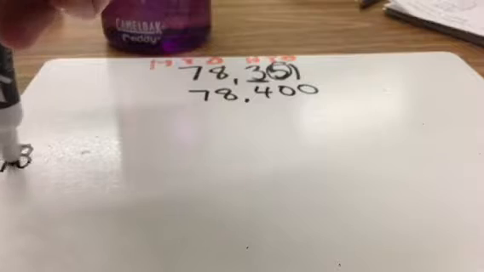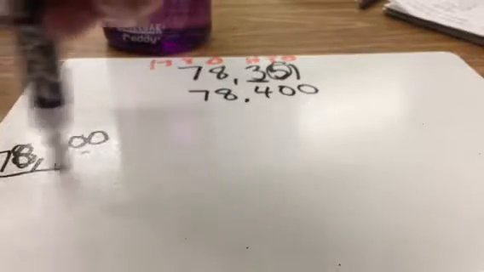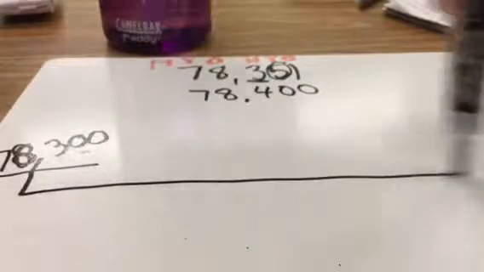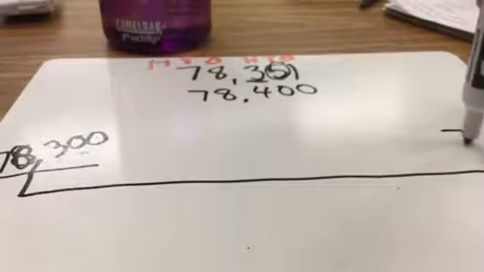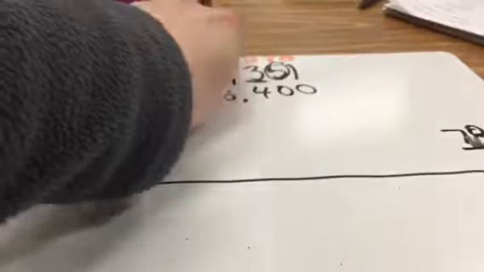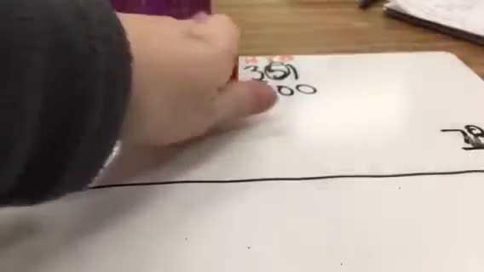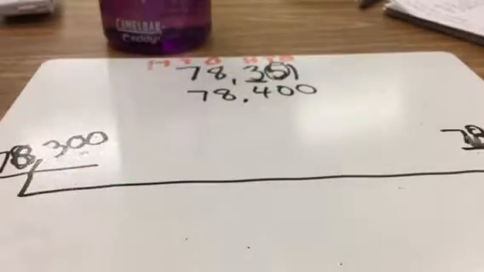So if I were doing my number line, I know that my ends are going to be 78,300 and 78,400. Because really, remember, you're looking at that 351. Okay, we're going to pretend the 78 isn't there for the moment.